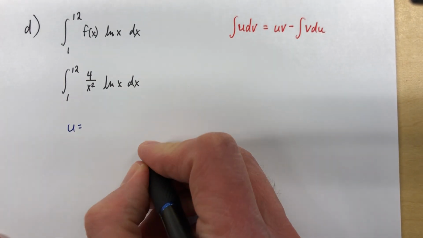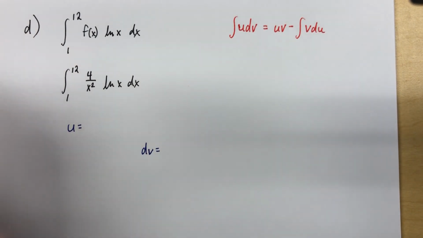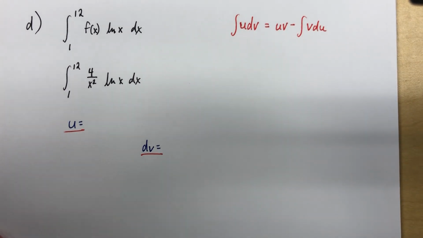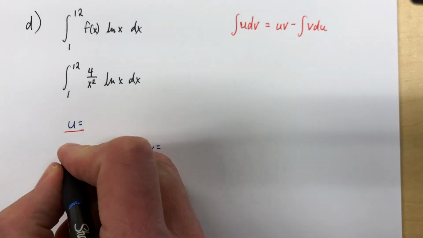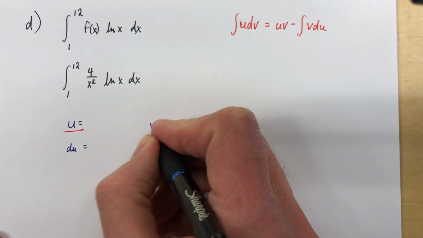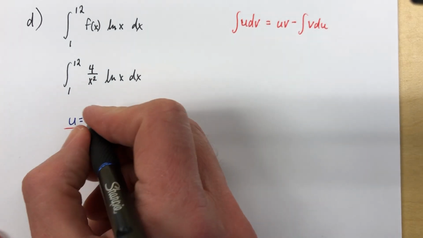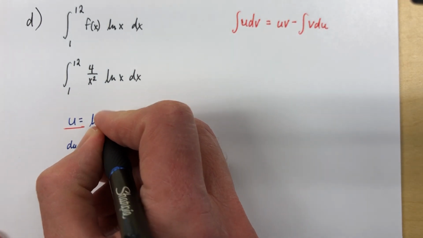u equals something and dv equals something. And again, this is important because these are the two things that we pick and everything else is built around them. So I'm going to need du, that's something, v is something. And as was just established, natural log should not be this one. Natural log should be this one, natural log of x.